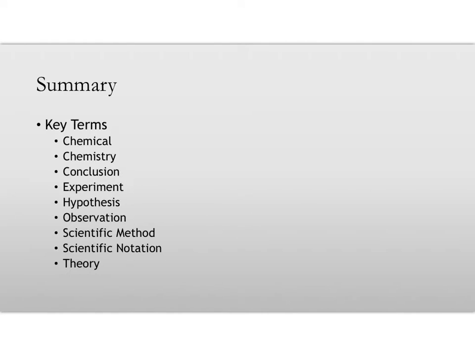So in summary, we learned what chemicals are. We learned the definition of chemistry. We learned what conclusions are, experiments, hypotheses, observations, the scientific method, scientific notation, and theories. And we obviously also went into some introduction into some mathematics. But these are the key terms listed at the end of the chapter in your book.